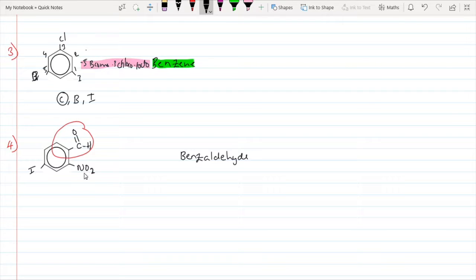So we have nitro and we have iodo. Now we know that nitro, the N, comes last in the alphabet. So if we go around this way, we'll number the carbons along this way. We have 1, 2, 3, 4, and this would therefore be called 4-iodo-2-nitrobenzaldehyde.